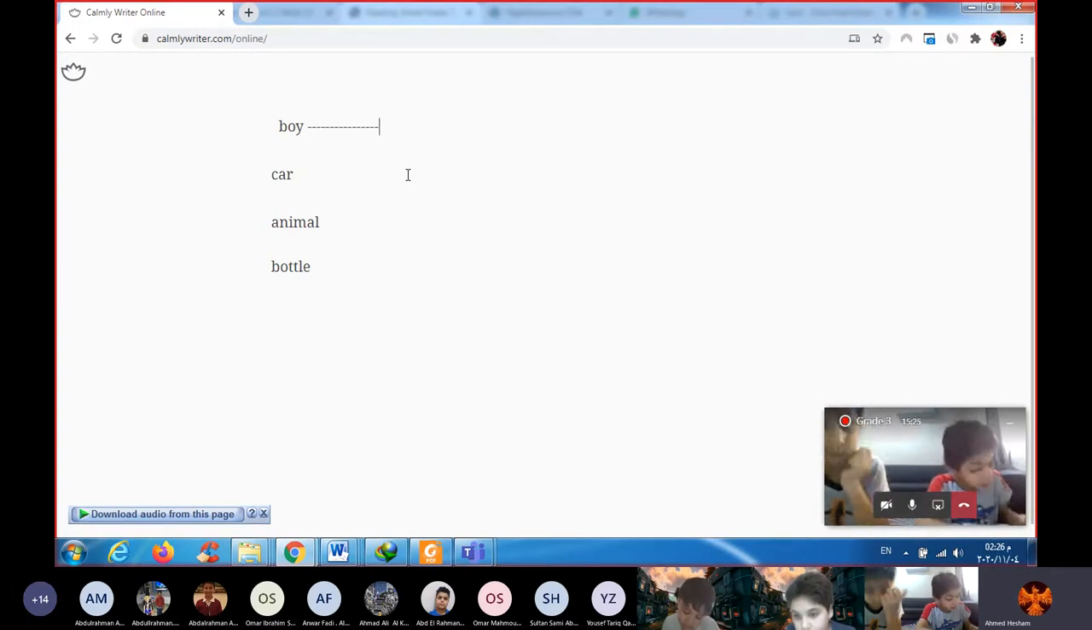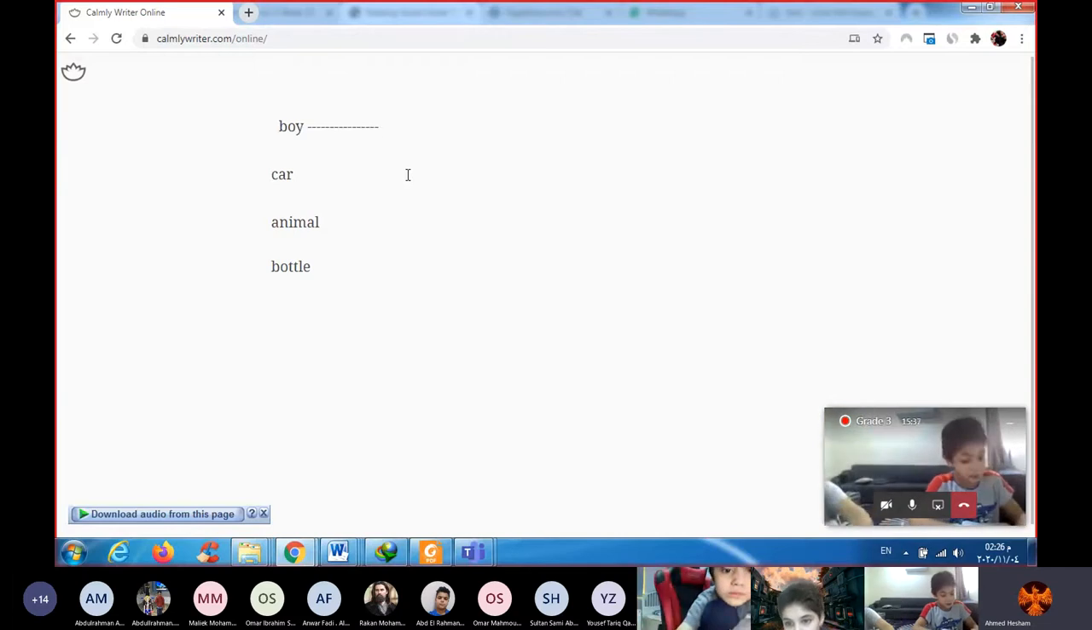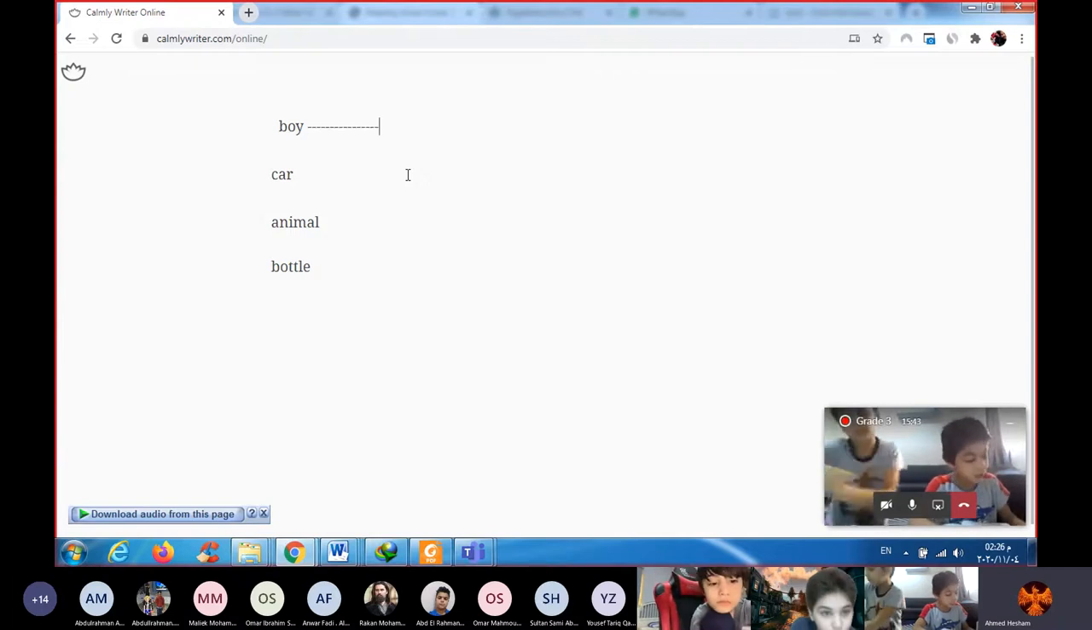We add S because this is the way. This is the only way. But some of the words end with S, and when we make it plural, it will end with S only. No E, nothing. Only S.